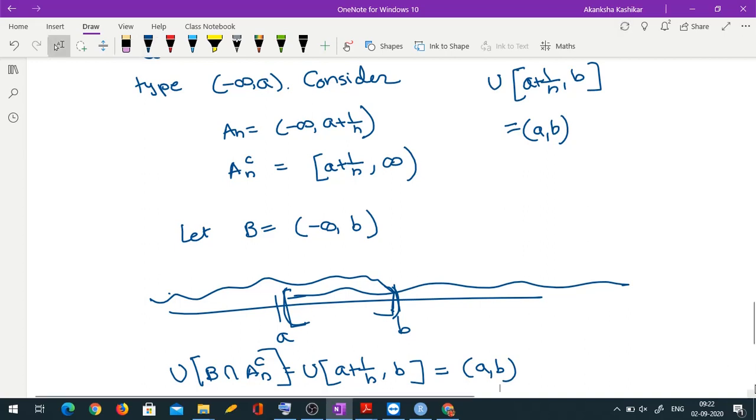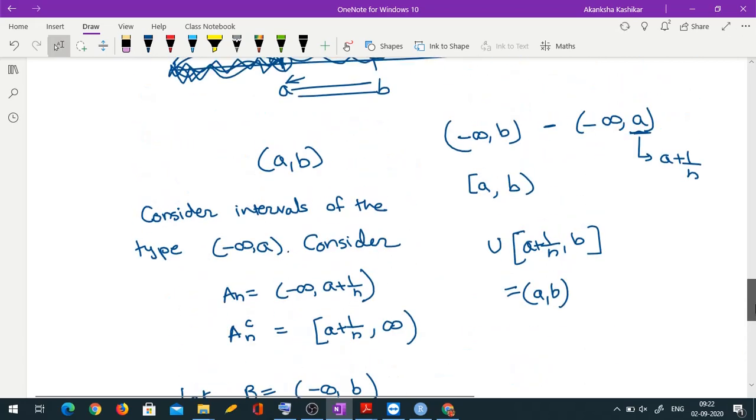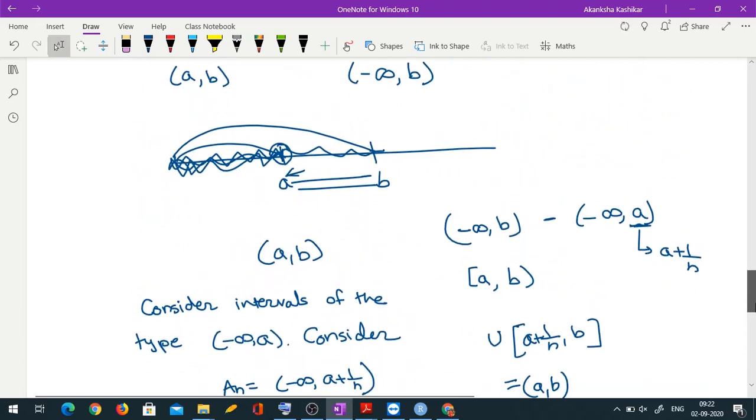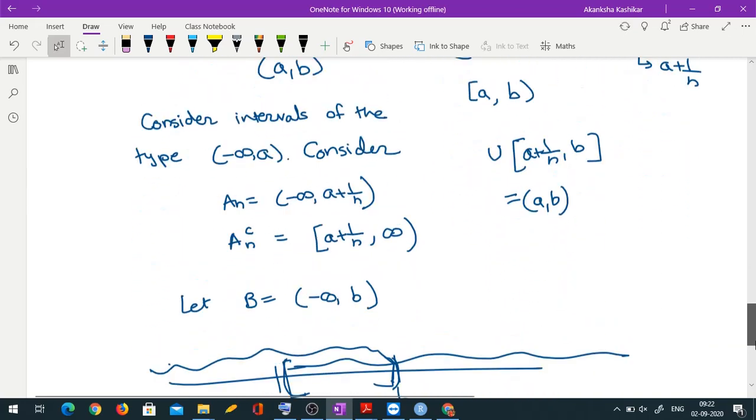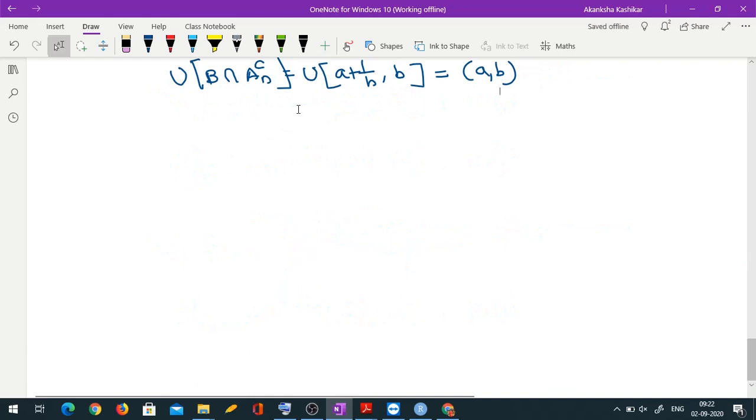So we have expressed one type of finite interval in the form of unions and intersections and complements of infinite intervals. Okay, so now homework is try to find as many possible relationships as there are. Homework is, try to find as many relationships as possible between all types of intervals.